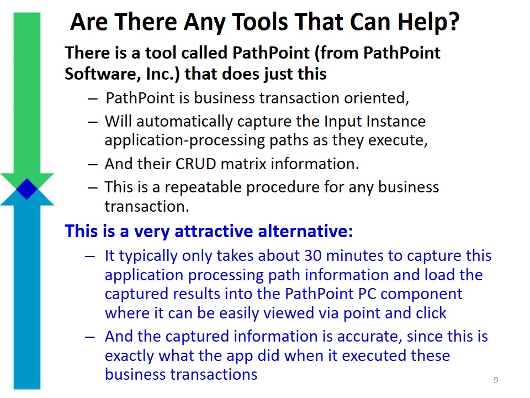PathPoint is business transaction oriented and will automatically capture the input instance application processing paths and CRUD matrix information for the business transaction you enter as they execute on the mainframe. This is a very attractive alternative since it typically takes about 30 minutes to capture application processing path information and load the captured results into the PathPoint PC component. And the captured information is accurate since this is exactly what the app did when it executed these business transactions.